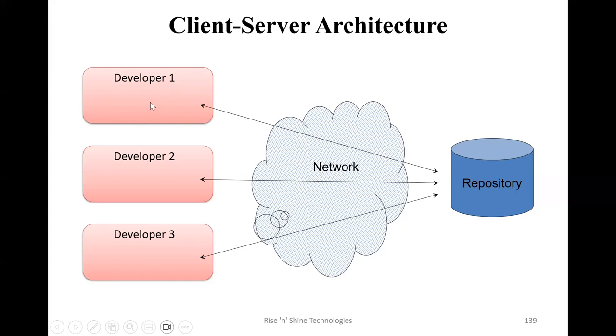Suppose I'm the developer and I first join the project. First, I need to get the existing project, right? I should not start a new project, so the project is already there. The management team needs to give the credentials to access this repository. Once the credentials are available, I'll connect to the server and get the existing project to my local system. That's what we call my workspace, my working environment.